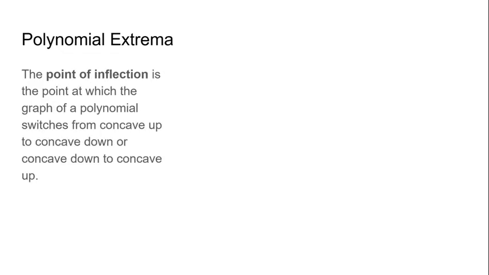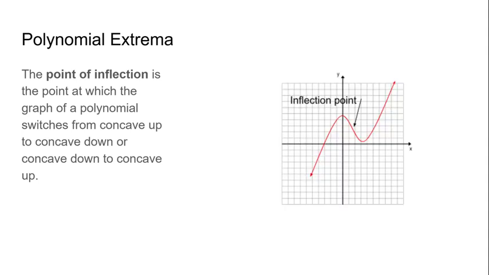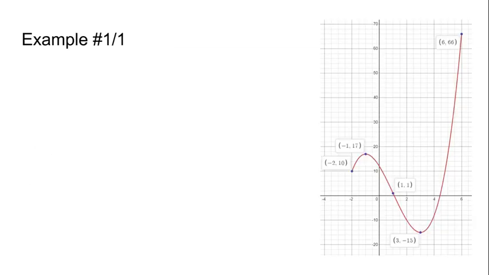Now, a point of inflection is the point at which the graph of a polynomial switches from concave up to concave down, or vice versa, concave down to concave up. So here we have a function, if we trace it left to right, it starts concave down, and then at some point it switches to concave up. And the point at which it switches is known as our inflection point.